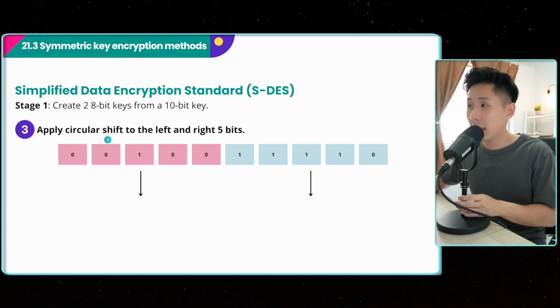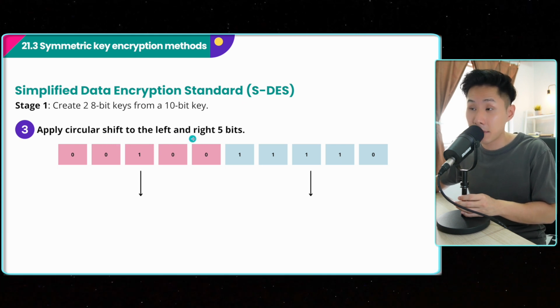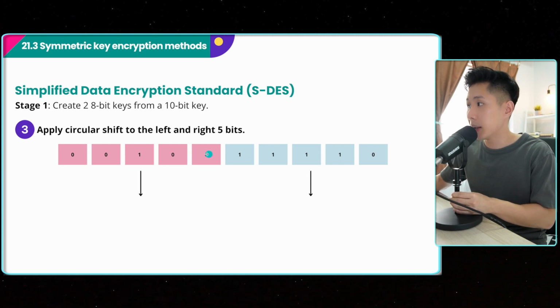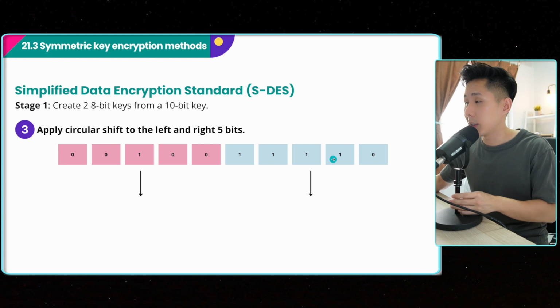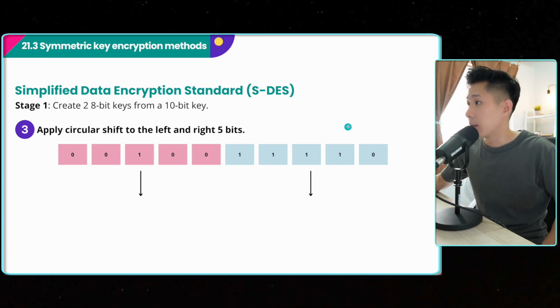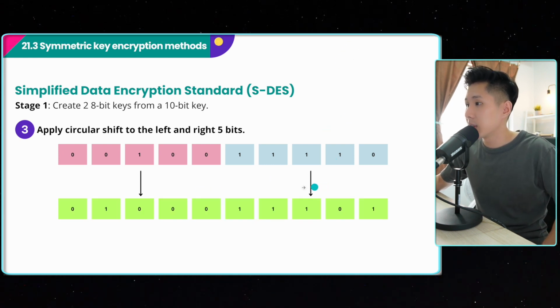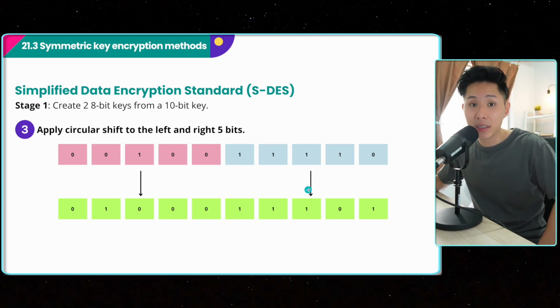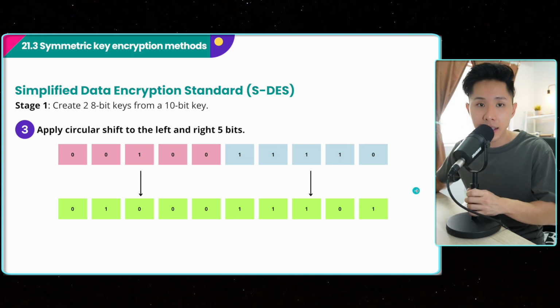So now we'll apply the circular shift to the left and right 5 bits. So this is the first 5 bits represented by the pink color, and the last 5 bits represented by the blue color. Alright, and then circular shift means we move 1 bit to the left on each side, and this one, because it is the leftmost bit, we'll move it towards the end, the rightmost side of this. So this is what we mean by circular shifting.